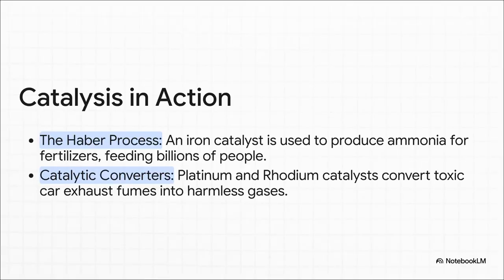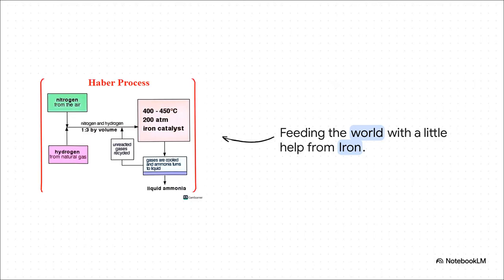Two of the most incredible examples are the Haber process, which uses an iron catalyst to make fertilizer that literally feeds billions of people, and the catalytic converters in our cars, which use platinum and rhodium to turn toxic exhaust fumes into harmless gases. I mean, just look at the Haber process.